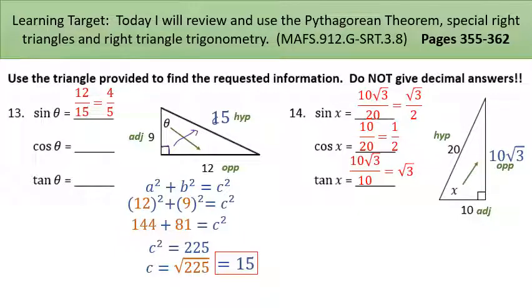All right, let's look at cosine. Cosine's adjacent over hypotenuse. That would be 9 over 15, which is 3 over 5 once we simplify that down. Last thing we're going to do is tangent, which is opposite over adjacent. That's 12 over 9. And then we simplify that to 4 over 3.